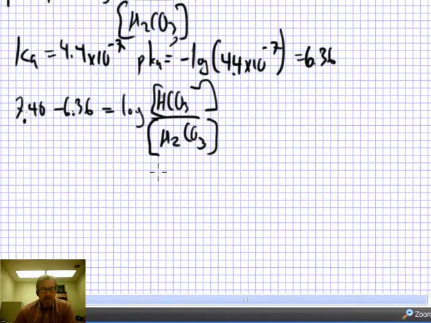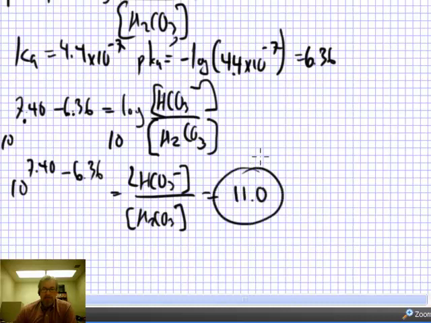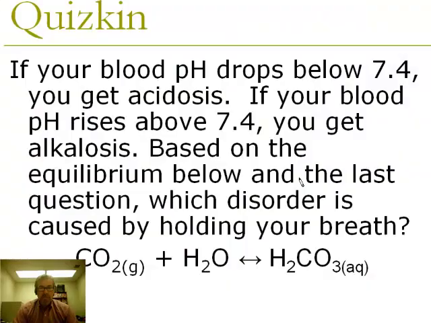So if we take 10 to both sides, we can get rid of the log here. So 10 to the 7.40 minus 6.36 is the ratio of bicarbonate ion concentration to carbonic acid concentration, and that's what we're trying to find. So take 7.4 minus 6.36, raise 10 to that power, and you come up with 11.0. So what this is telling us is in your blood, the concentration of bicarbonate ions is 11 times higher than that of carbonic acid.